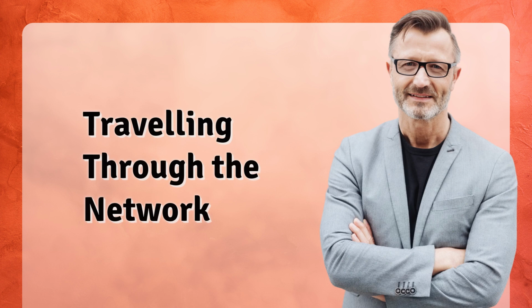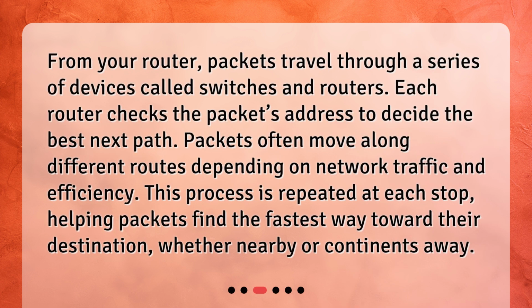Traveling through the network. From your router, packets travel through a series of devices called switches and routers. Each router checks the packet's address to decide the best next path. Packets often move along different routes depending on network traffic and efficiency. This process is repeated at each stop, helping packets find the fastest way toward their destination, whether nearby or continents away.